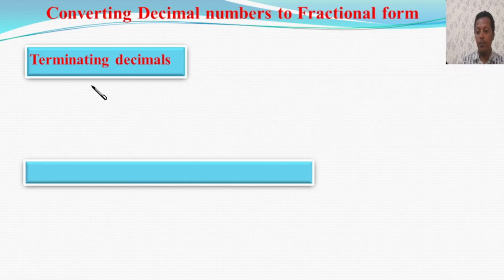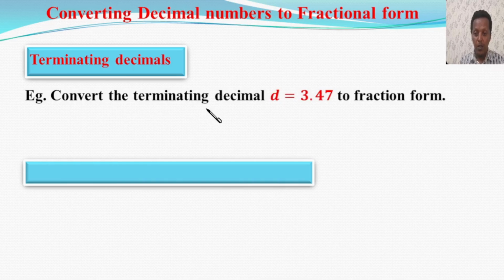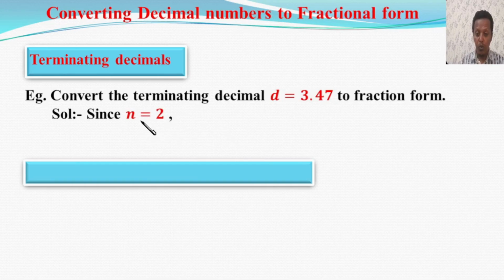Now let's take an example. Considering the terminating decimal d, 3.47. So after the decimal point, we have what? Two digits, 4 and what? 7. So this is a good example of a terminating decimal. So n is equal to what? 2. Because to use the previous formula, we need to first determine the number of terminating digits after the decimal point. So in this case, you have two digits which terminate after the decimal point.